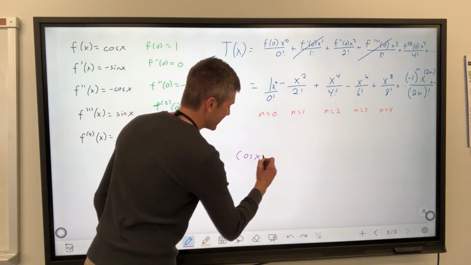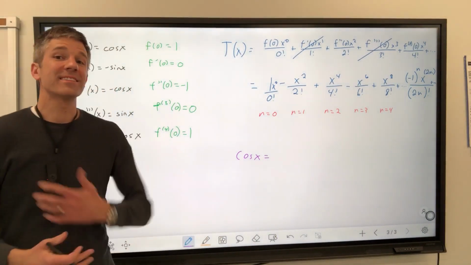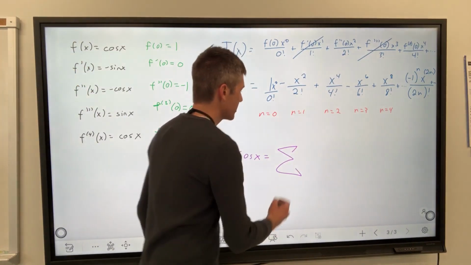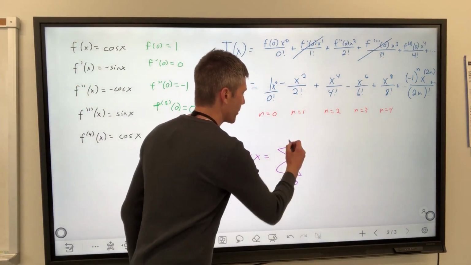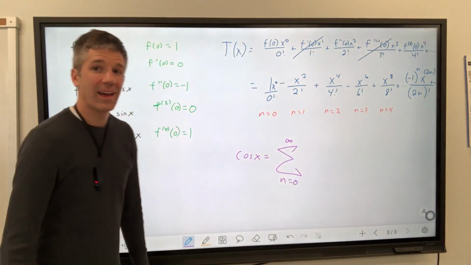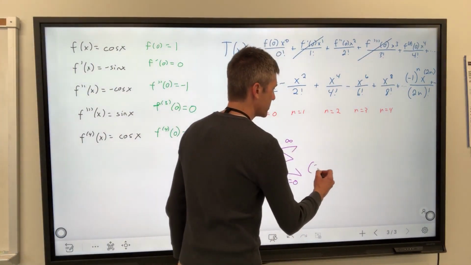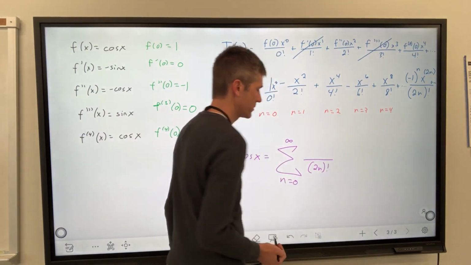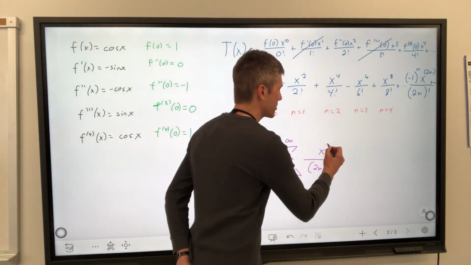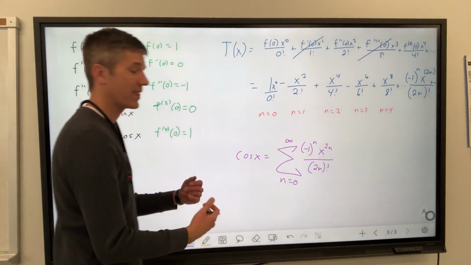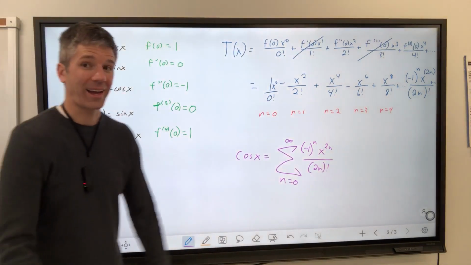Cosine of x equals. Okay. It's the sum of an infinite number of terms, starting with the 0th term, going all the way to infinity. And then, what is my general term? Well, 2n factorial, and then x to the 2n, and then negative 1 to the n with the alternating signs. That's it. Okay.